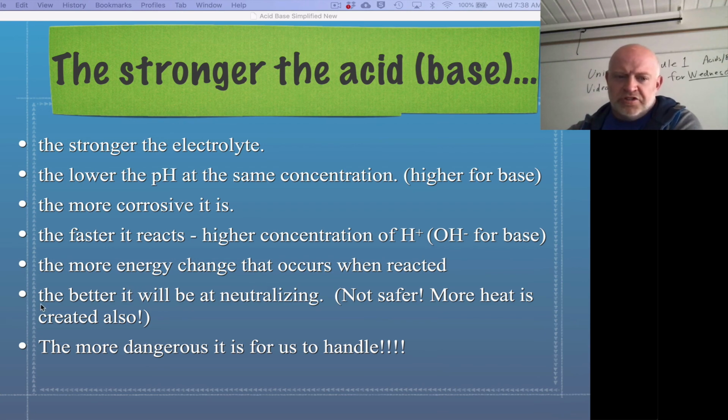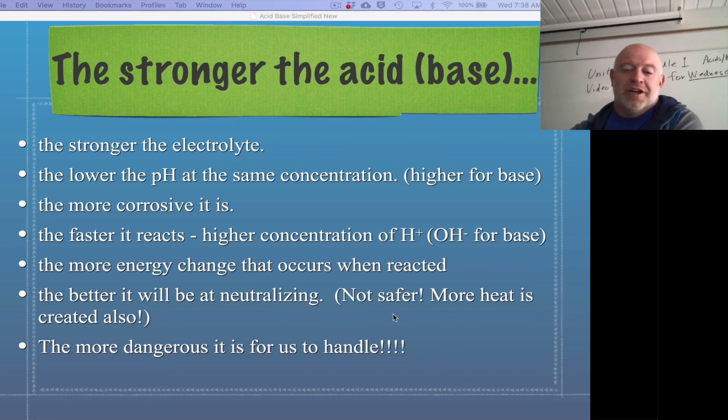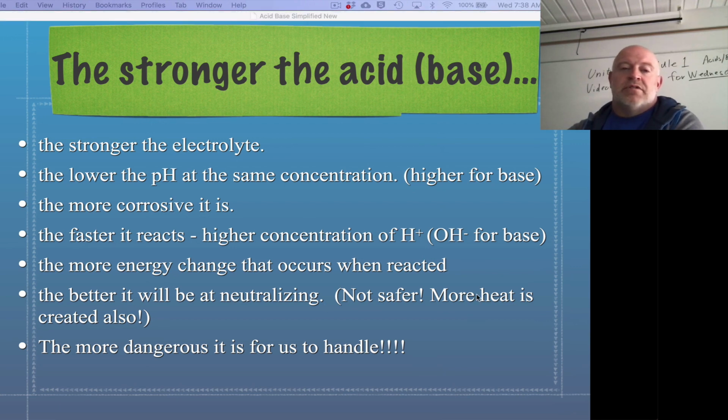Now, they're also better at neutralizing. We haven't talked about neutralizing yet, but neutralizing is the counteraction of a base to an acid. So an acid can actually neutralize a base. Now, one thing to note, they're not safer. They're better at it, but not safer. The reason why is because we have way more heat generated in that neutralization process because it happens faster, there's more energy change there. So even though the process is better, meaning it results quicker and easier, it also generates lots of heat energy. So that can be actually pretty dangerous for us. And then last and most important, it's way more dangerous for us to handle.